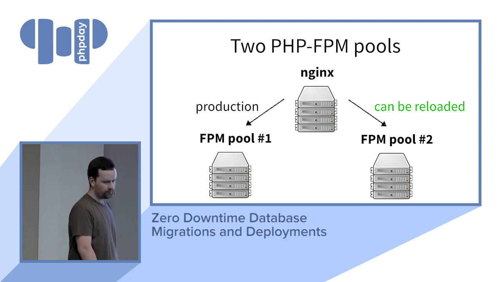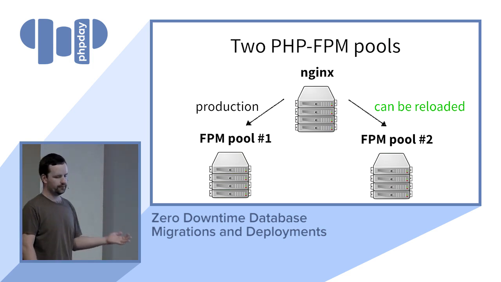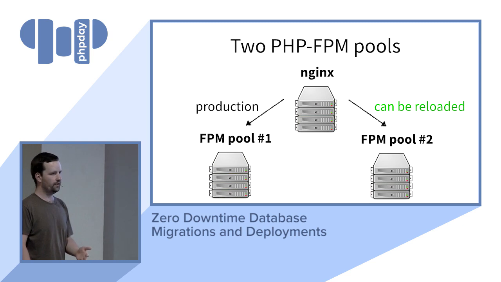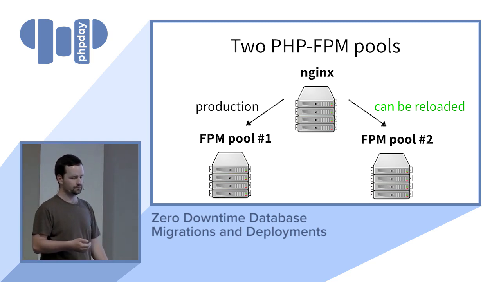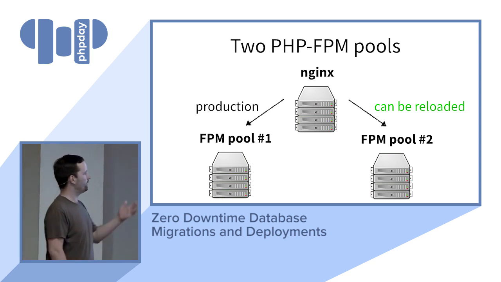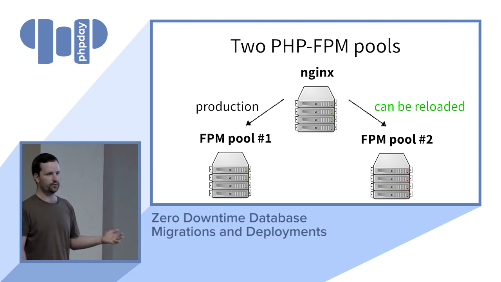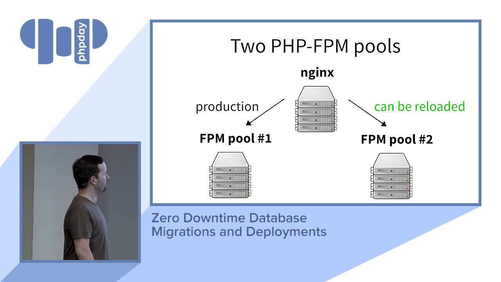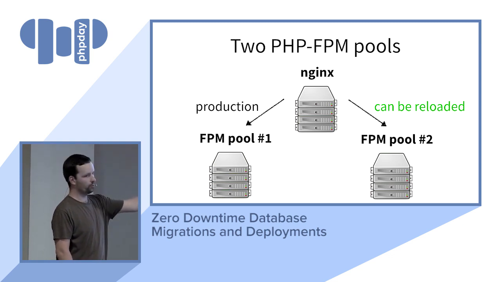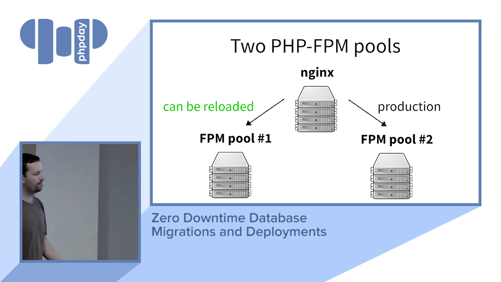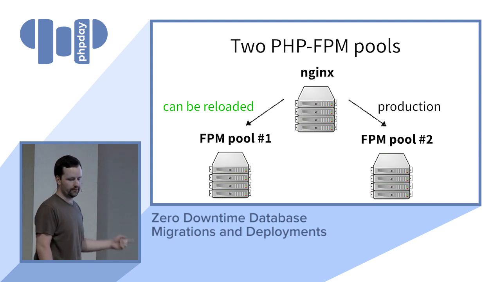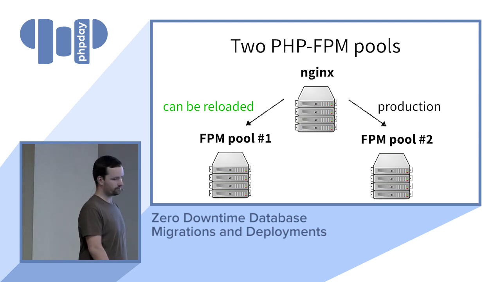With two PHP-FPM pools, which is a really cool solution, you have one FPM pool that is the only pool serving production at that moment. The other one is free, and it is available to be reloaded to free up the memory. For the next deployment, you can switch to FPM pool number 2. The next time, they switch again, and now the first one becomes available for reloading and for freeing up the memory.